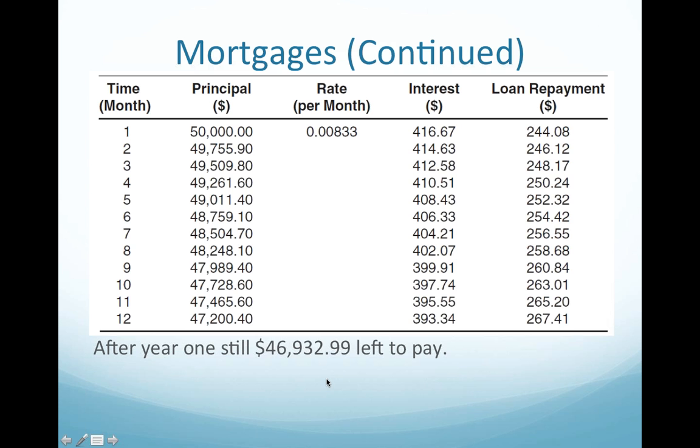Okay, and so we can see after 1 year what we'll owe by looking at this amortization schedule. We can see that $4,862 went into interest, and $3,067 went into paying off the $50,000.